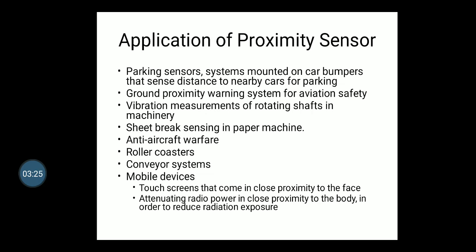Applications: for parking, suppose we are parking the car. We need to know the distance between our car and the wall or any gate, right? So the parking sensor is used while we are parking. Systems mounted on car bumpers sense the distance to a nearby car for parking. These are uses of the proximity sensor. Ground proximity warning systems for aviation safety: whenever a plane is landing, what is the distance between the land and that plane? That can be detected by the proximity sensor.